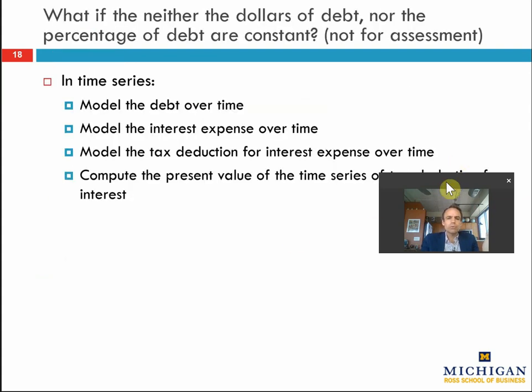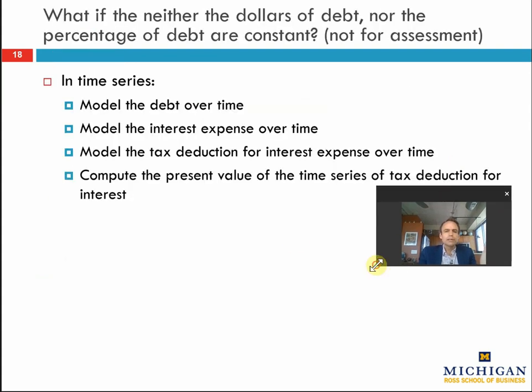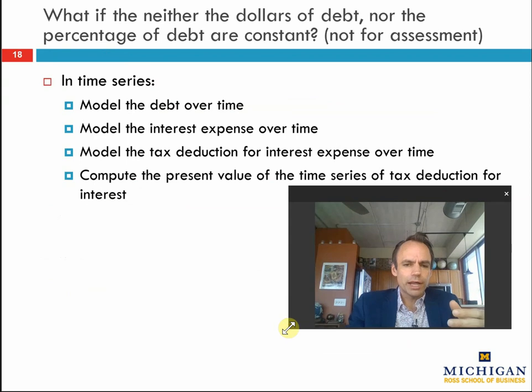This is to make you aware that in reality, the real world assumption you might have to confront is where a company says, in year 0, we're going to have $20 billion of debt. In year 1, we're going to have $25 billion of debt. In year 6, we're going to pay that down and end up with $15 billion of debt. So the amount of debt could be fluctuating according to some time series.